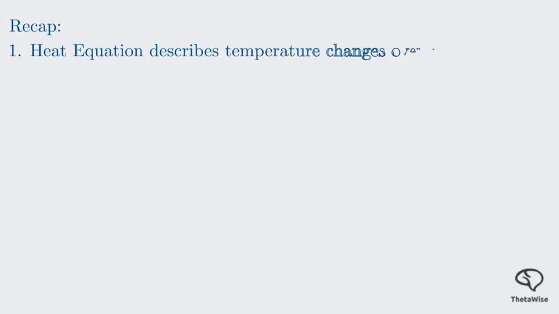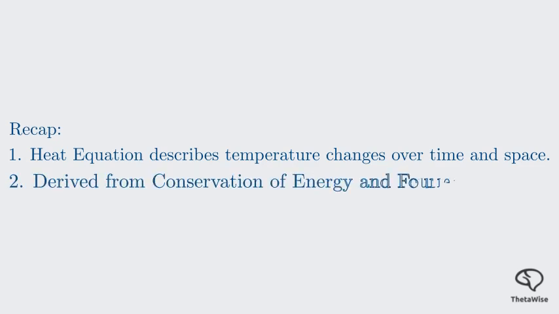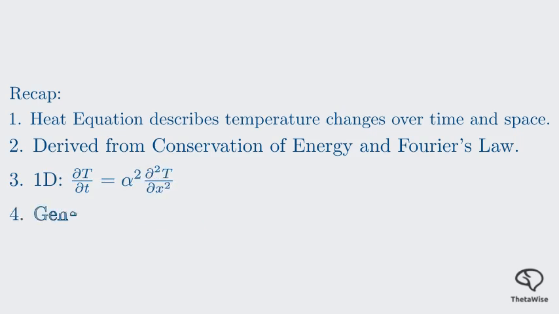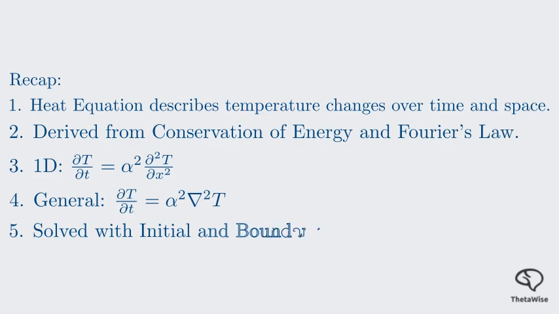Let's quickly recap what we've learned today. We started by understanding that the heat equation describes how temperature changes over time and space due to heat diffusion. We then derived it from 2 fundamental physical laws, the conservation of energy and Fourier's law of heat conduction. We saw the one-dimensional form, dT/dt equals alpha squared times the second derivative of T with respect to x, and the general form using the Laplacian operator. Finally, we discussed how to solve the equation by specifying initial and boundary conditions, and we looked at a classic example of a cooling rod.